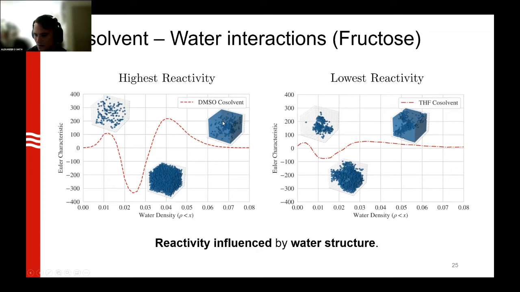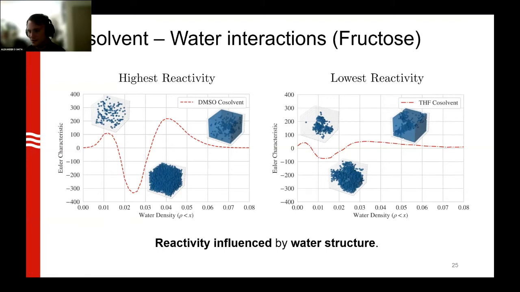And so we get these smaller pockets inside the simulation, and we see an associated expansion of the Euler characteristic values, because now we have more connected components, more holes or handles, and more voids in our system. We can see that the exact opposite is true for THF. For THF, we're seeing a dampening of these Euler characteristic values, which is associated with the formation of these large water clusters in the system.